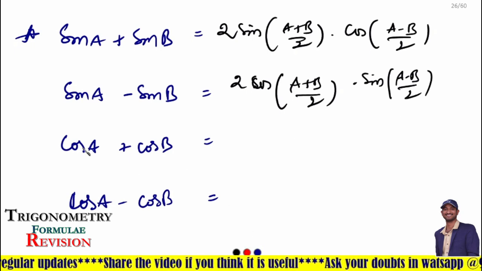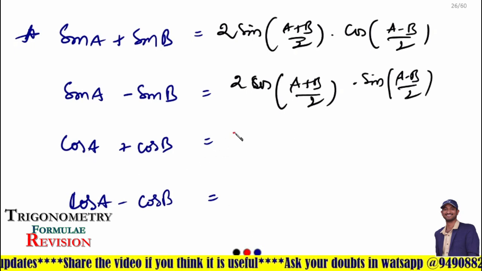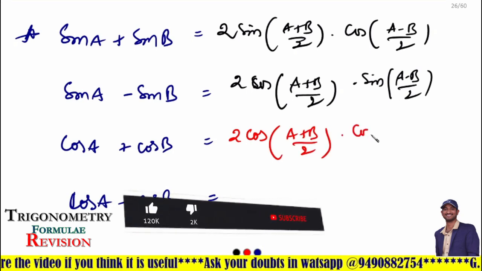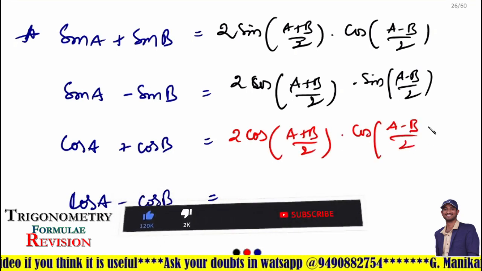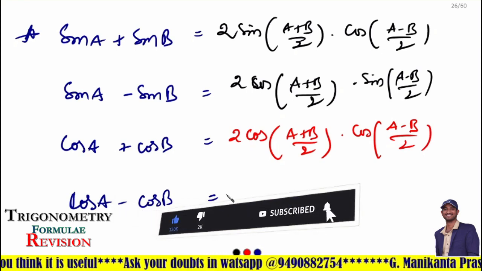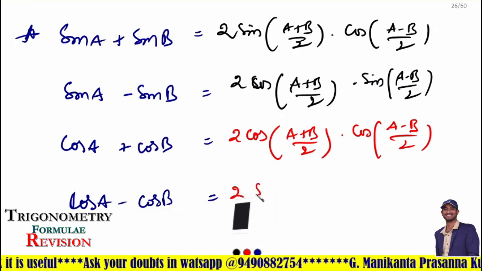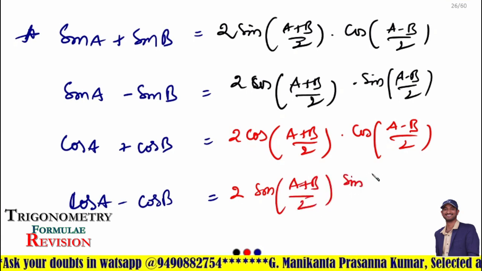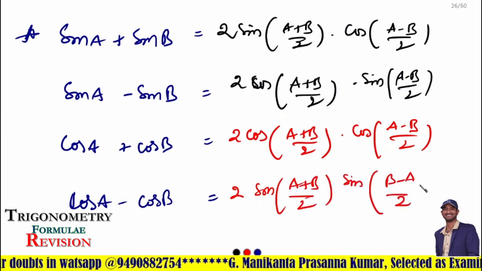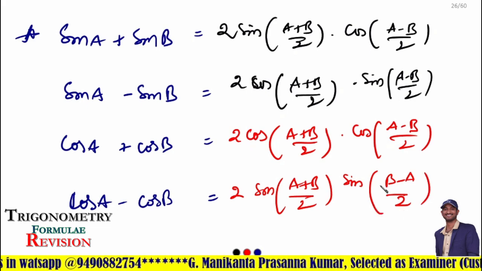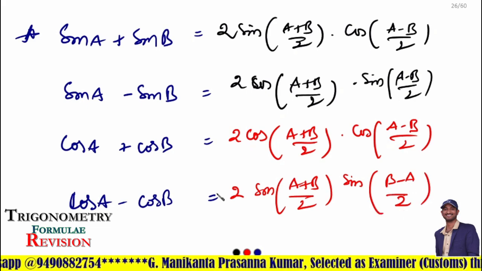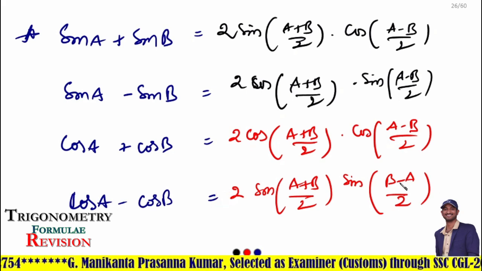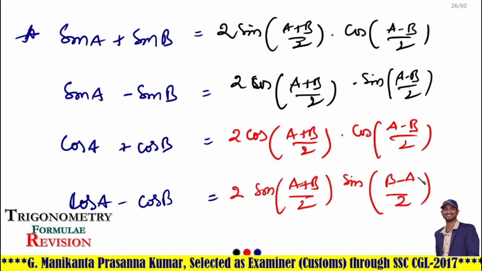What about cos? When I take cos, all are cos or all are sin. So cos A plus cos B is equal to 2 cos A plus B by 2 cos A minus B by 2. Cos A minus cos B, it is all sines: 2 sin A plus B by 2 sin B minus A by 2, which is very important. If you want to write sin of A minus B by 2, then put a negative here. Otherwise, you have to write sin of B minus A by 2.